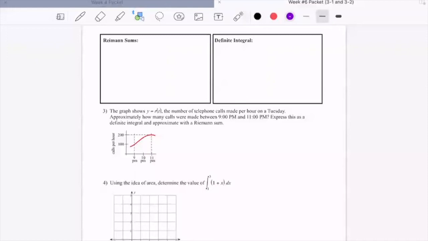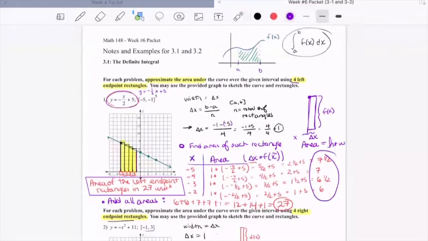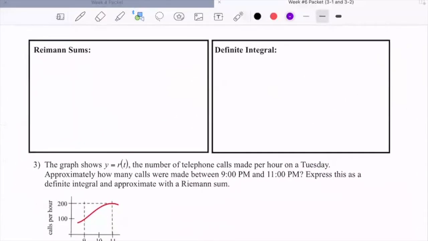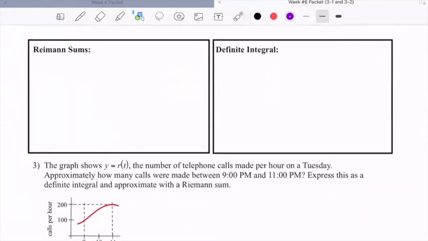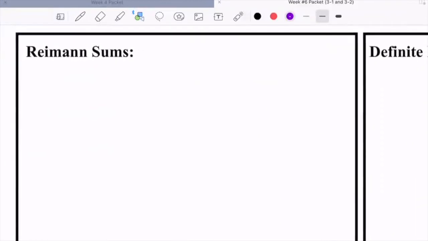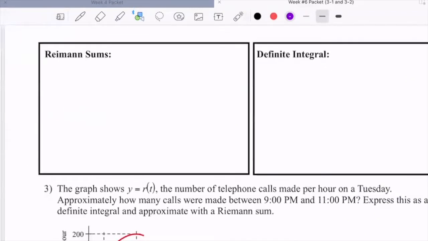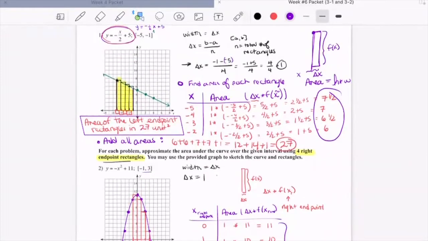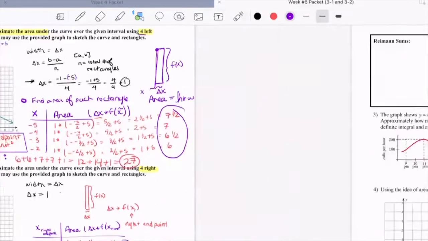In this video, we continue our work in section 3.1 using the definite integral. We're now going to summarize two main definitions that we will see again in this course. First, Riemann sums. Riemann is a famous mathematician who came up with a way of estimating the area under a curve by using rectangles. The work we already did in examples 1 and 2 are examples of computing Riemann sums.